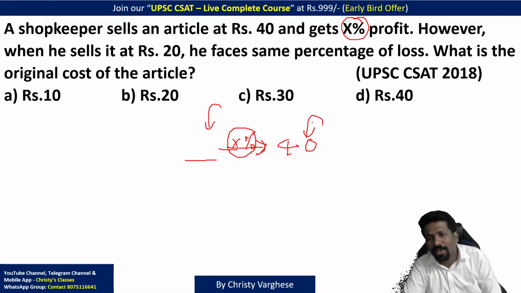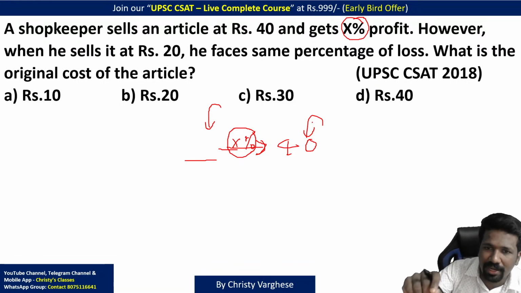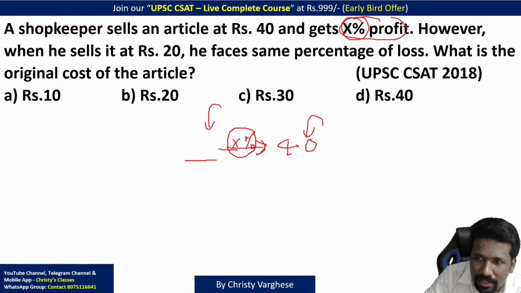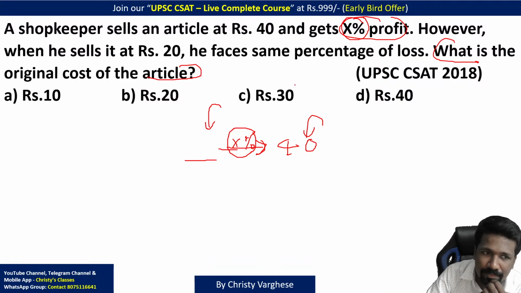You invest some money, you get more than the investment. Then only we say there is a profit. X% profit means there is a profit. That means the original cost of the article is less than 40. What is the question finally? What is the original cost of the article? Look at the 4 options. You can reject the options faster.